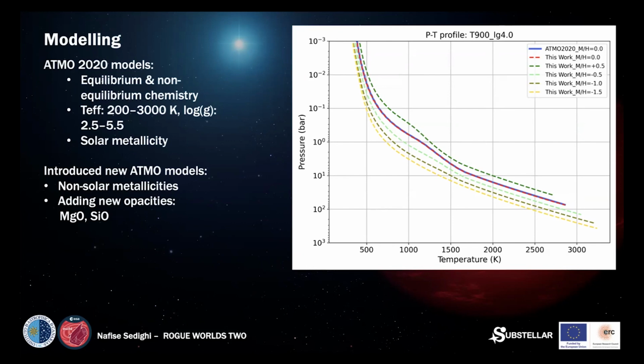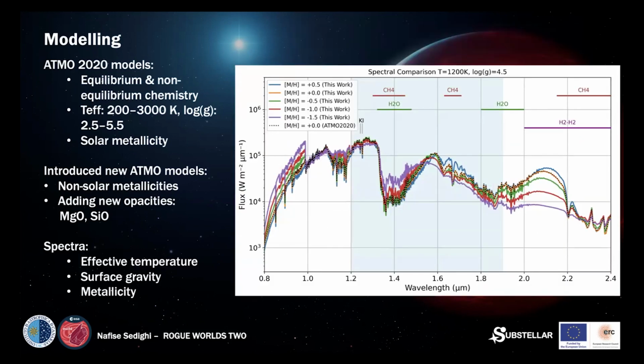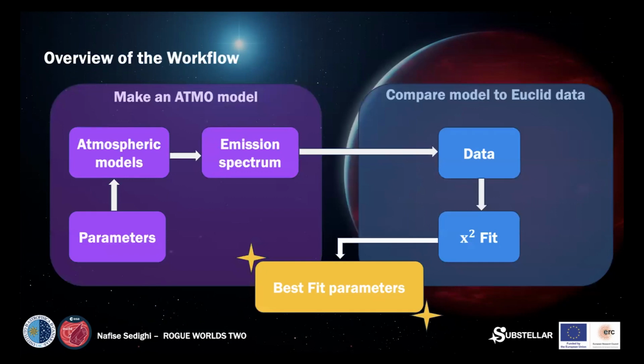So with this grid of models, when we have those pressure temperature profiles, we will have the synthetic spectra that you can see in this plot, showing how the spectra change based on the different metallicity and how the absorption of the molecules is different per band. And this is the Euclid range that I am working on for comparing the data. So now we have the models and synthetic spectra. It is time to compare to the Euclid data.